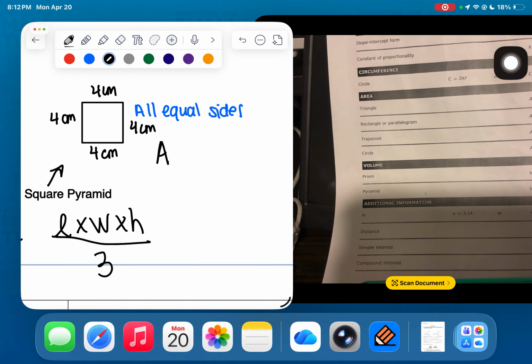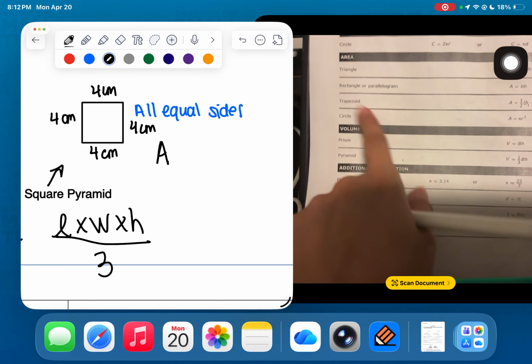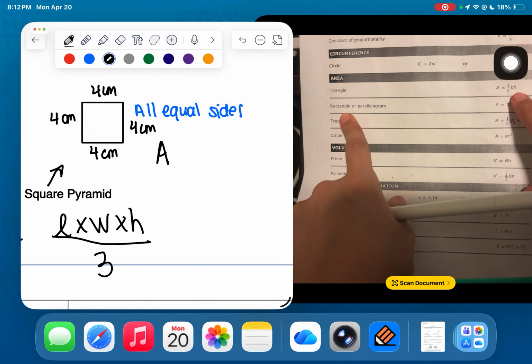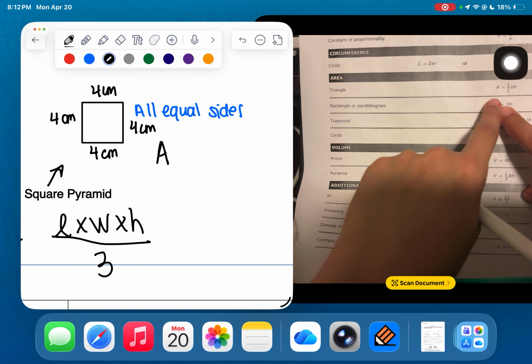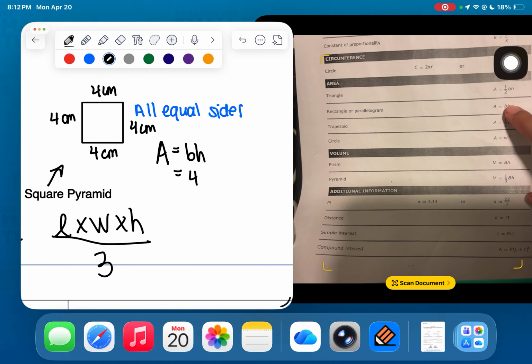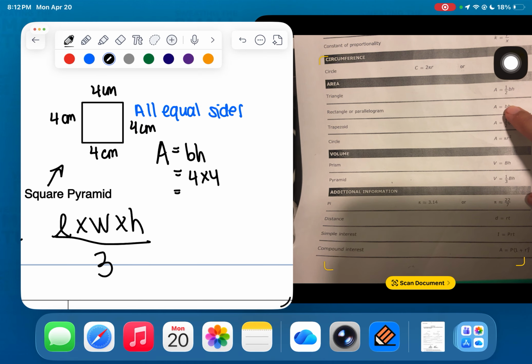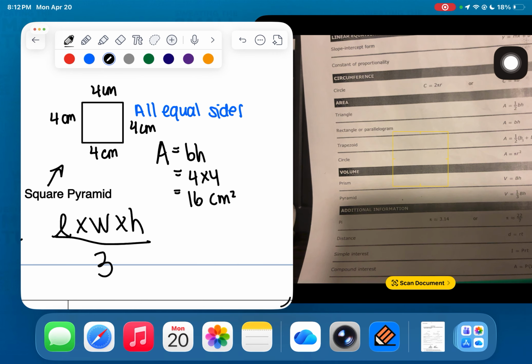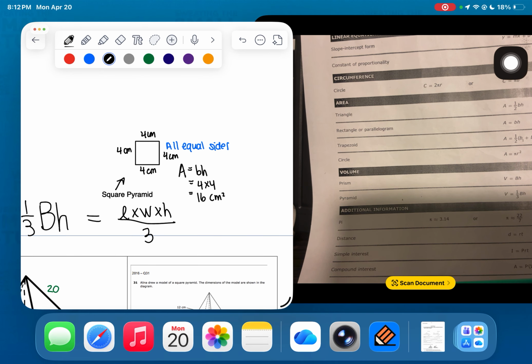Because that's not on your reference sheet. But you can use the rectangle one. The base and the height. Base times height. But we know that the base and the height are the same. So the area for this square is 16 centimeters squared. Okay. So that's a little pre-skill that you need to know. All the sides in the square measure the same.